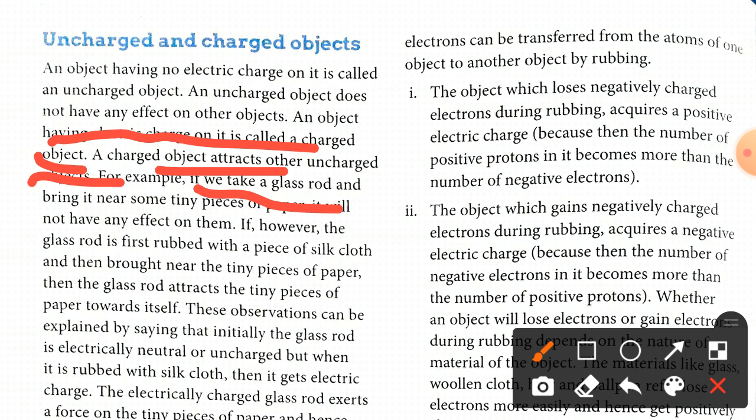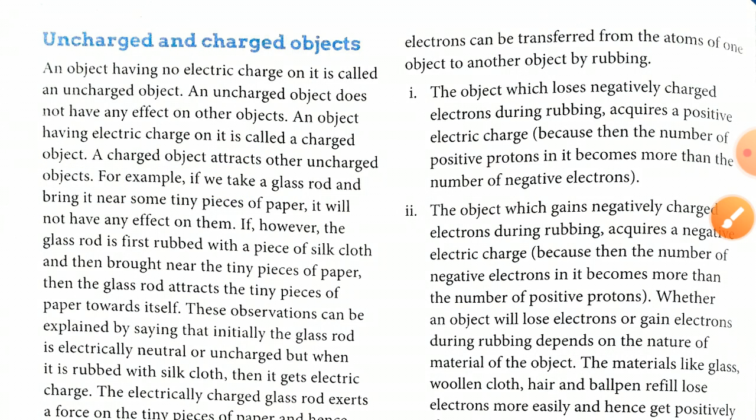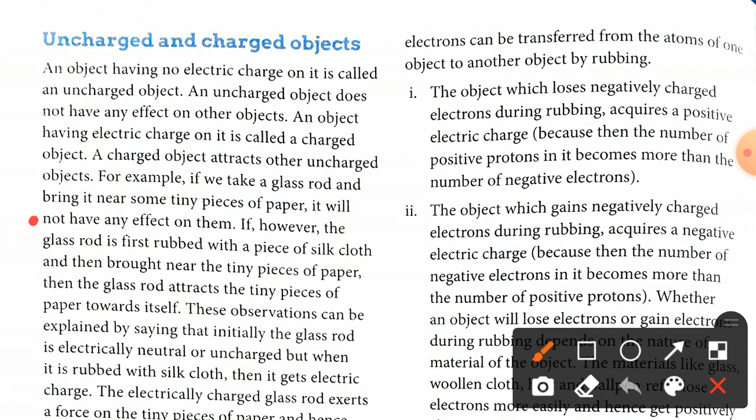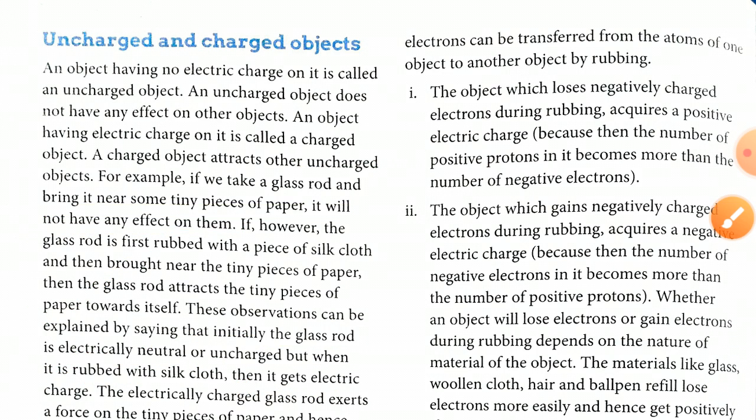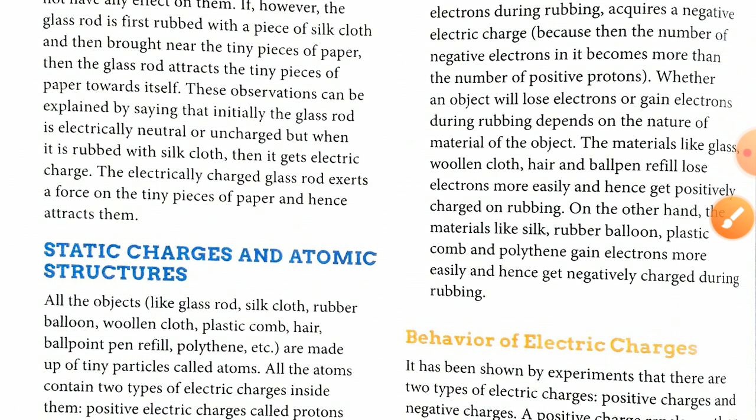Like if we take a glass rod and bring it near some tiny pieces of paper, it will not have any effect on them in the case of uncharged. But if there is a body with charge, then it has the property to attract the paper towards itself. These observations can be explained by saying that the initial glass rod is electrically neutral or uncharged, but when it is rubbed with the silk cloth, it gets the property of charge and attracts other particles. I hope you understand it.